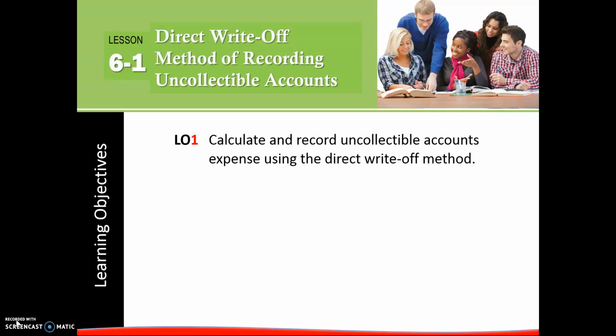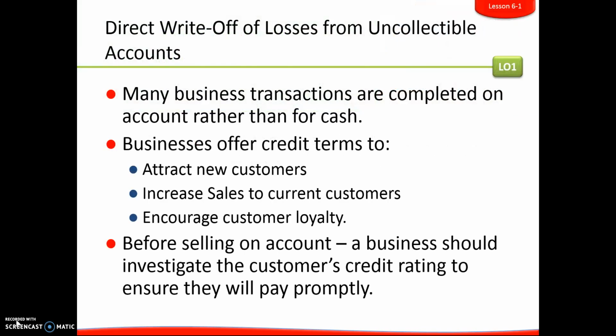All right, Accounting 2, welcome to 6.1, where we'll be talking about the direct write-off method of recording our uncollectible accounts. So we know that many business transactions happen for cash, but just as many business transactions are also completed on account rather than by paying for cash. And on account, of course, means that people owe us money.